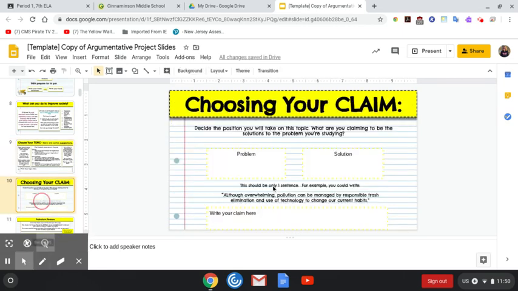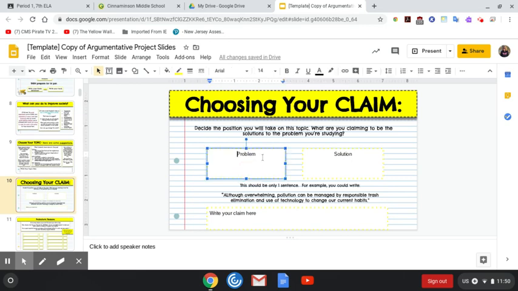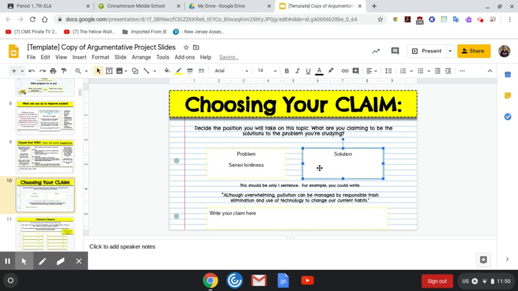For this slide, I also saw a couple things that weren't quite the way that I was looking for them, which means you're going to be a little confused later. Please identify the problem that you would like to tackle. For instance, if you chose senior loneliness, you would write down your topic there, but then you want to explore a couple different solutions for that.